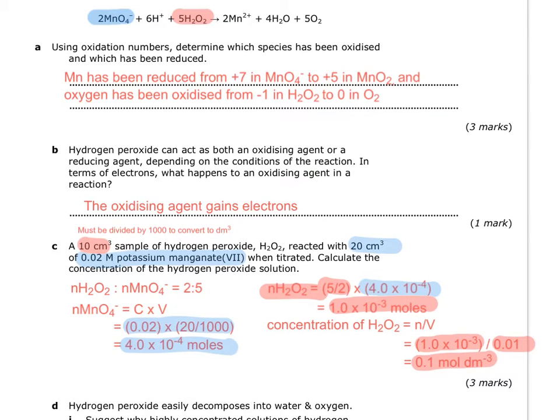So remember, the volume was given in centimetres cubed, wasn't it? So that means it must be divided by 1,000 to convert to decimetres cubed, hence why I've used 0.01. So let's move on to the next part.